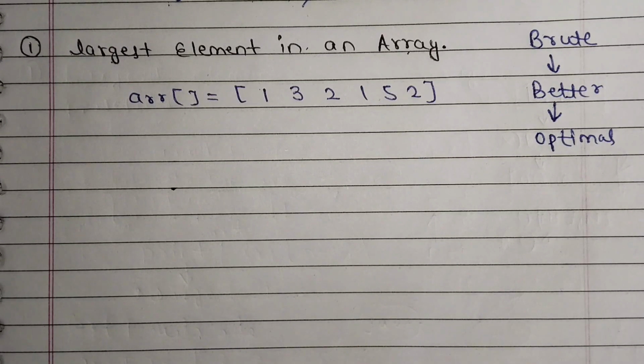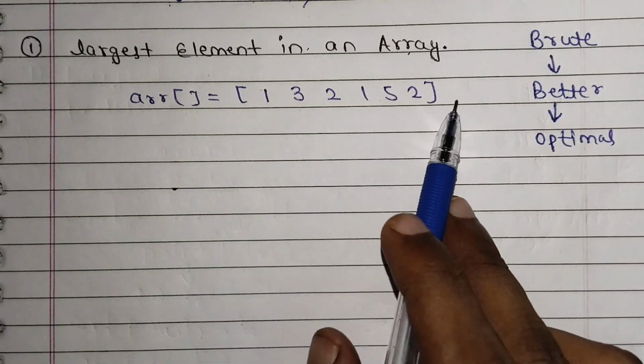Everyone, we are going to discuss a coding problem in front of you. The coding problem is largest element in an array, and the array is 1 3 2 1 5 2.